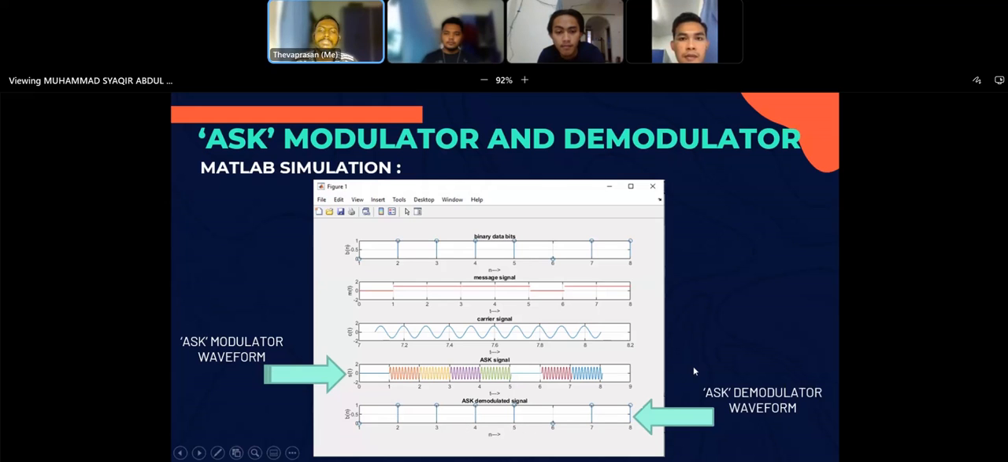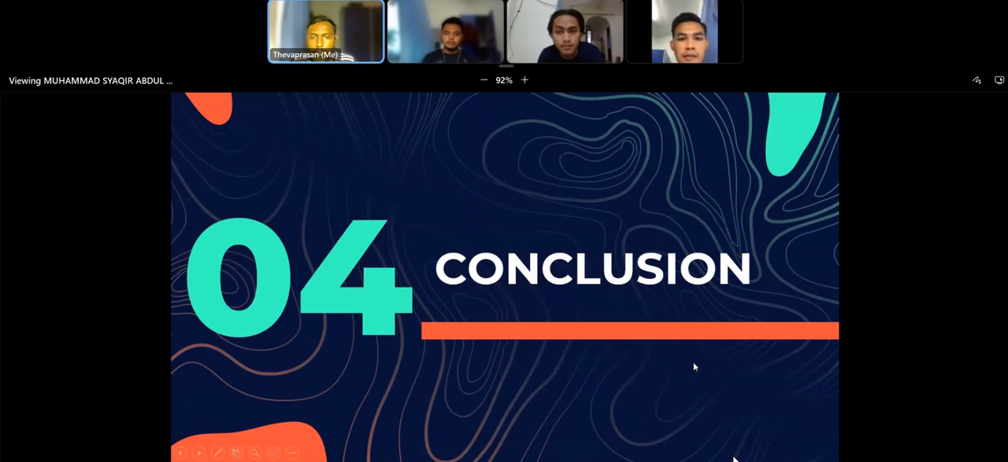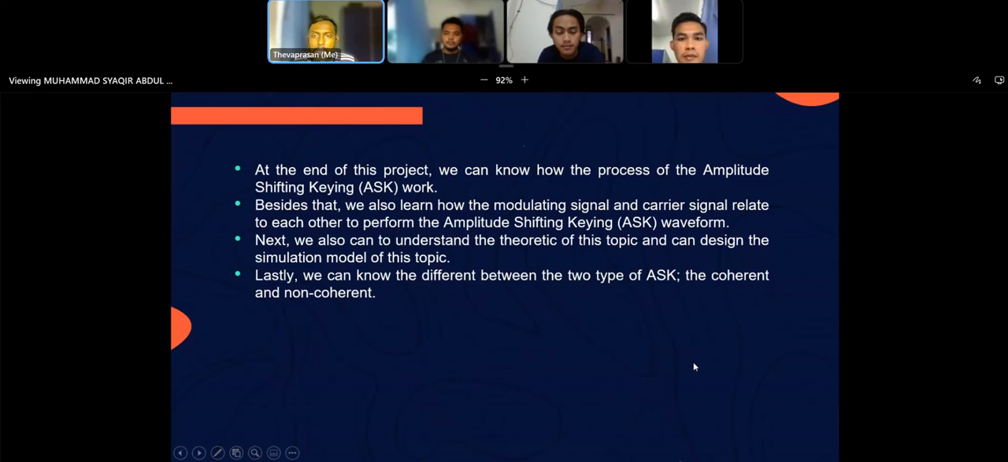Now let's move on to the conclusion. At the end of this project, we know how the process of amplitude shift keying, or ASK, works. Besides that, we also learned how the modulating signal and carrier signal relate to each other to produce an amplitude shift keying waveform. Next, we can also understand the theory of this topic and design the simulation model of this topic. And lastly, we know the difference between the two types of ASK, which are coherent and non-coherent.